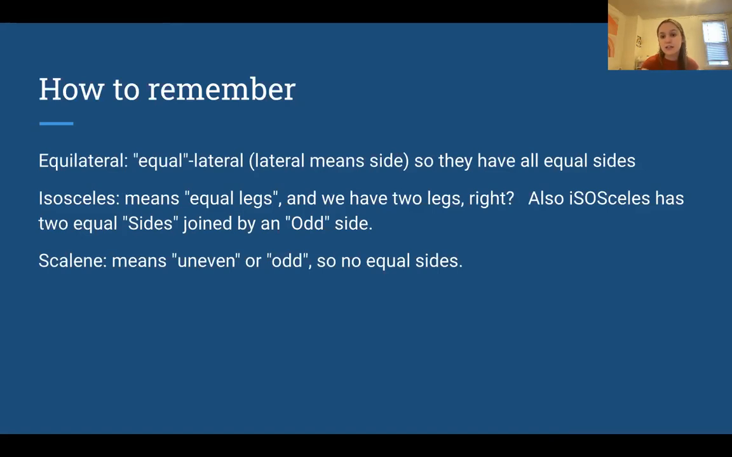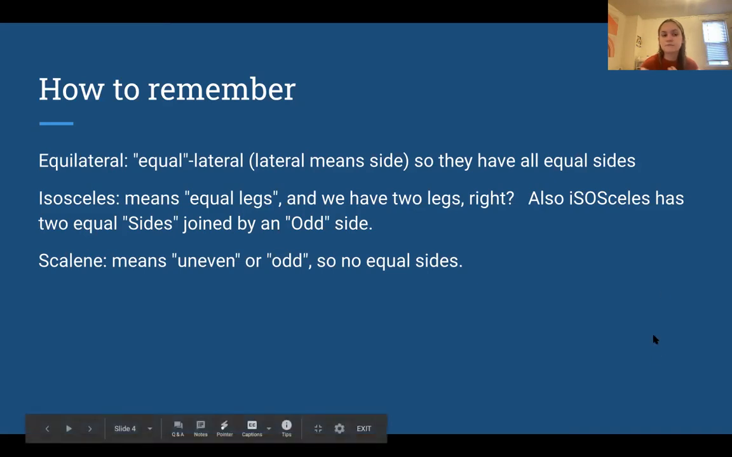So how to remember equilateral? You hear the word equal in it, so everything is equal. Isosceles means equal legs, and we have two legs, so two sides are equal. Also, isosceles has two equal sides joined by an odd side, if that is an easier way to remember it. And scalene means uneven or odd, so it has no equal sides.